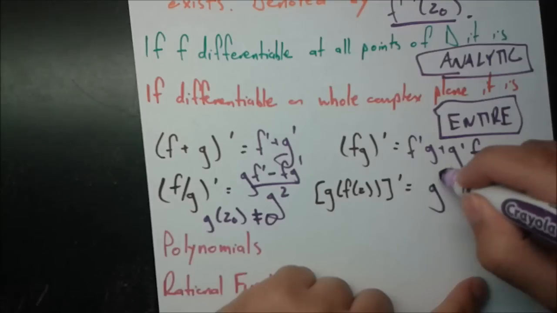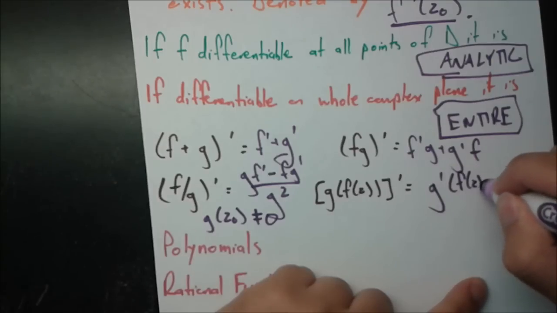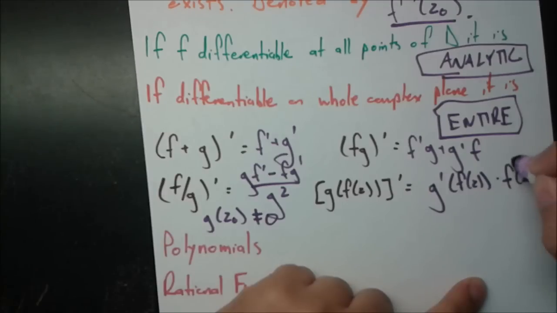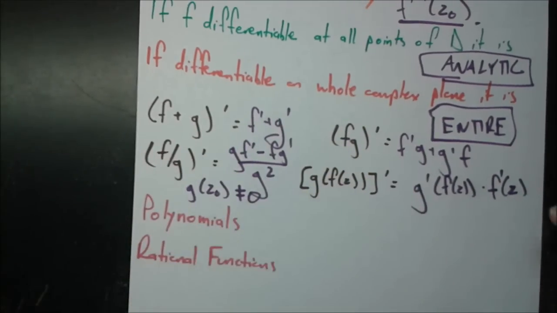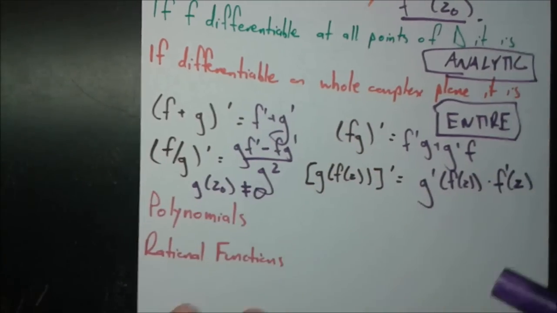So it's going to be g prime of f of z times f prime of z, okay? And that's just the chain rule. So these four things, keep in mind, they shouldn't be that hard to memorize because they're the same from real variables. So hopefully you'll keep that in mind.